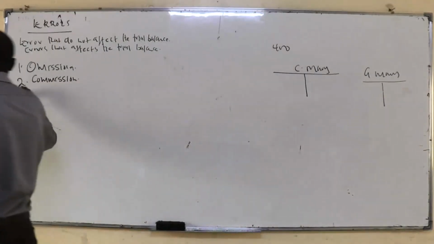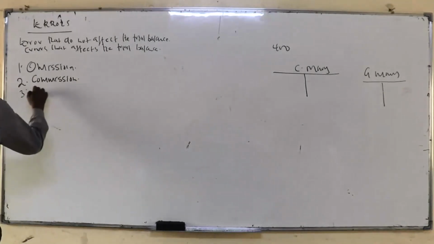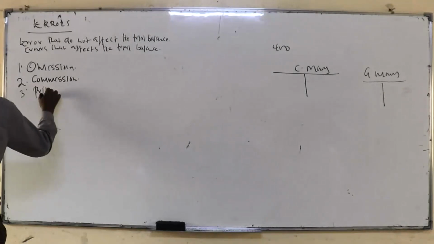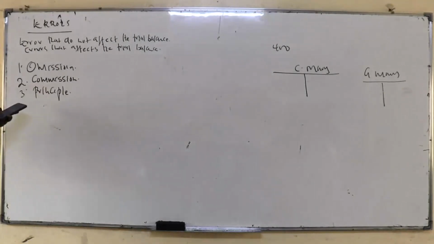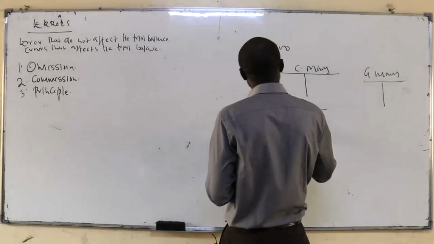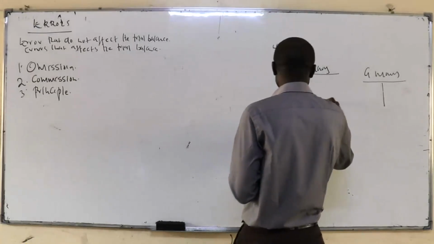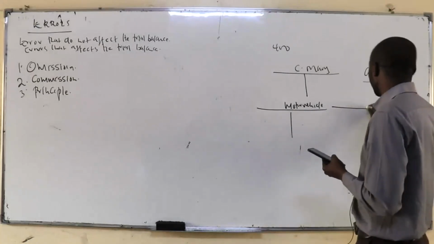Then number three, we have error of principle. This is where you post in the wrong account, but of a different class. For example, you buy a motor vehicle. We have the motor vehicle account, and then we have the motor vehicle expense account.